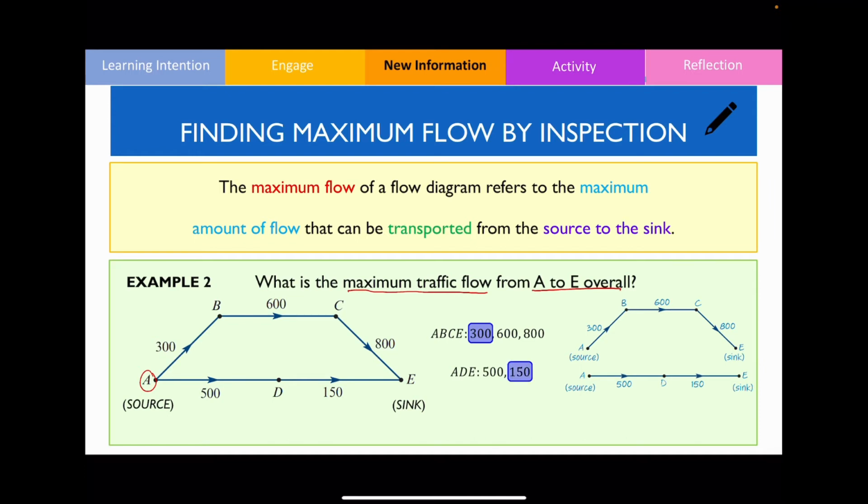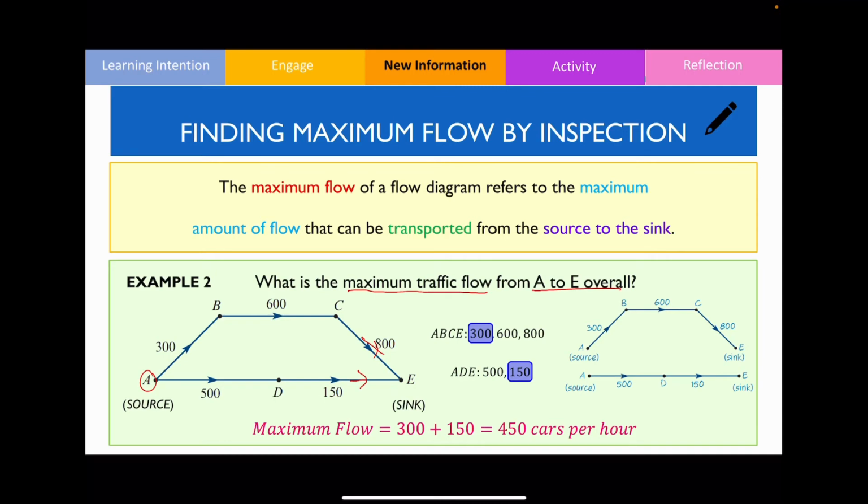So therefore, to find out what is the maximum traffic flow from A to E overall, it's going to be the sum of these two numbers. So therefore, if you add 300 and 150, the maximum amount of cars that can go through these particular routes is going to be 450 in total.